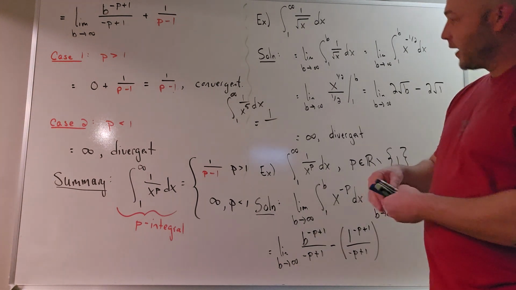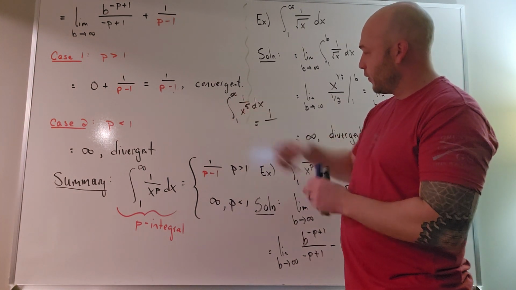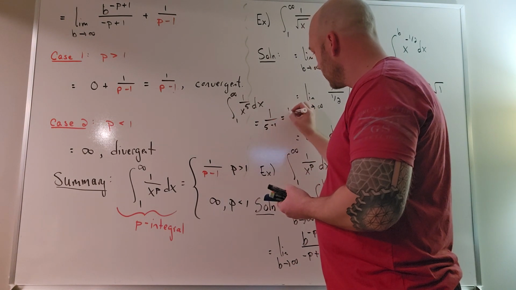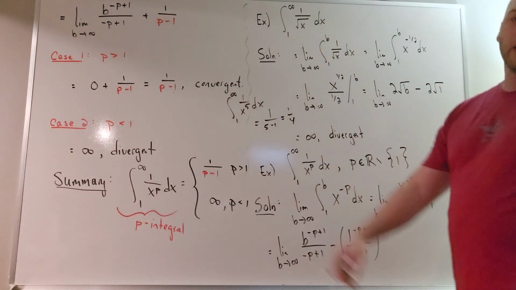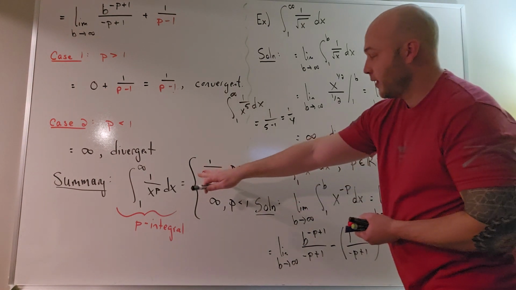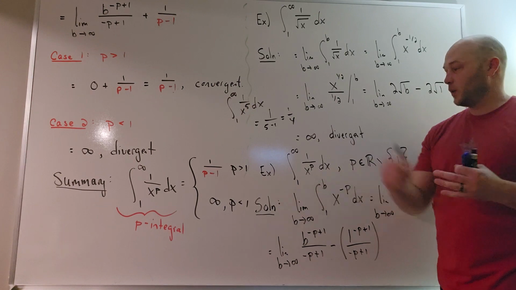All right, anyway. The integral from 1 to infinity of 1 over x to the 5th would be 1 over 5 minus 1, which is a quarter. And it's therefore convergent. Okay. Once again, apologies for that little typo there. Hopefully the rest of it was okay.